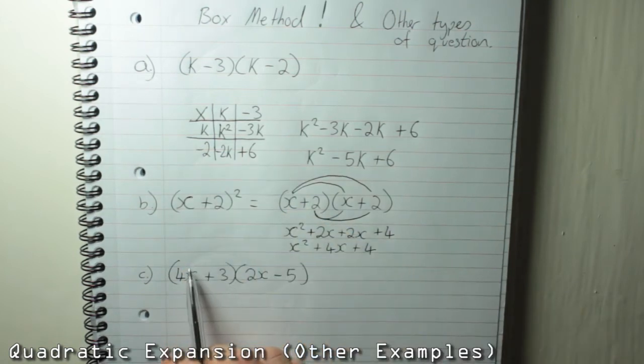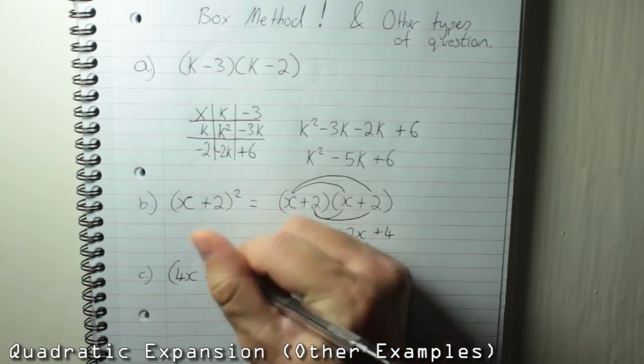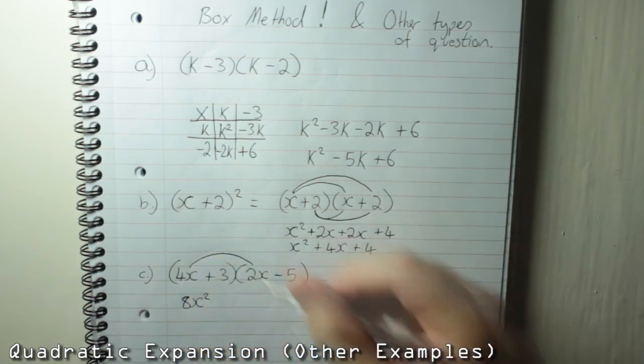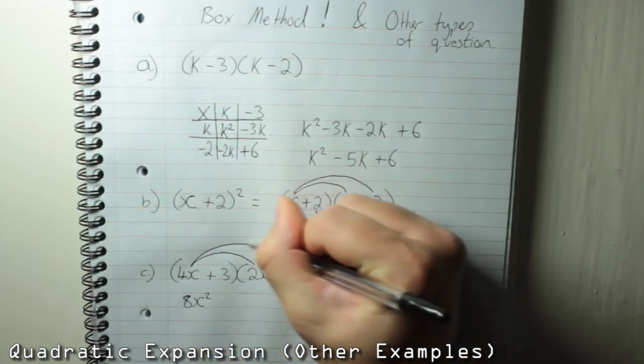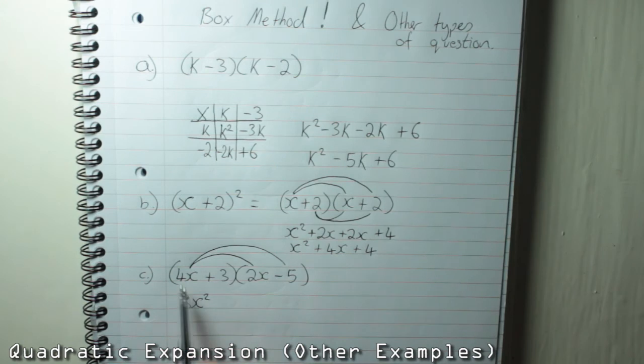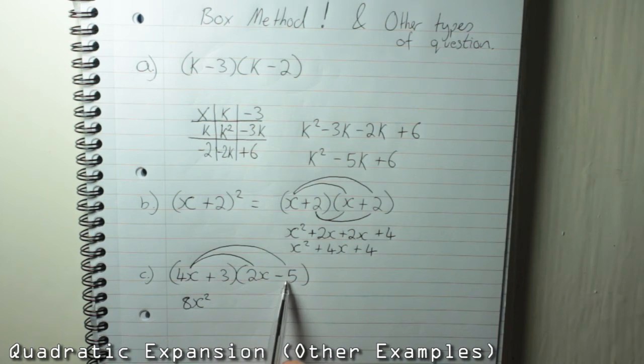4x, we're going to go to the same place as before, this 2x. So 4x multiplied by 2x. Think of the numbers first. 4 multiplied by 2 is 8. x multiplied by x is x squared. Now to the next number. 4x is multiplied by minus 5. Now 4 times 5 is 20. So 4 times negative 5 would be minus 20, but there's an x in it as well. So it's going to be minus 20x.